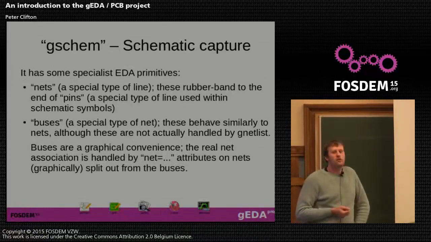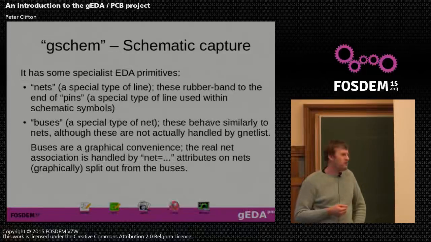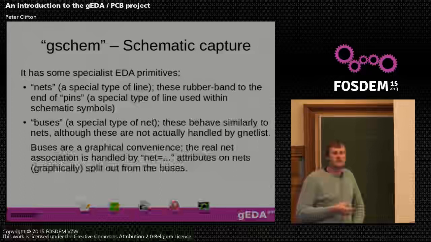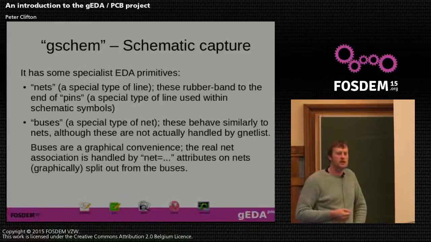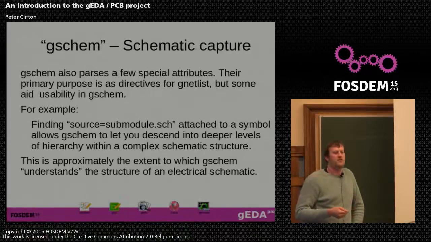In addition to having some EDA-specific primitives like nets and buses, there are also some attributes you might find attached to components that GSCHEM understands. For example, a source equals attribute attached to a schematic symbol will tell that tool that the symbol represents a subcircuit, and we can descend into that from within the GUI. But effectively, the actual elaboration of the circuit and the netlist is done at netlist time.